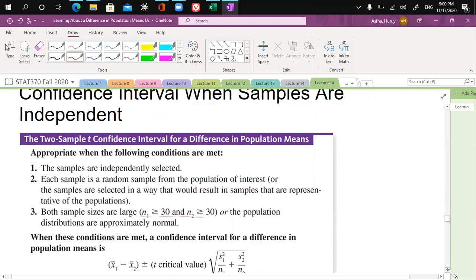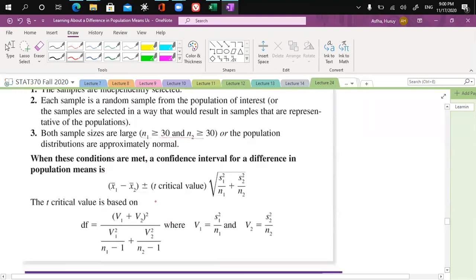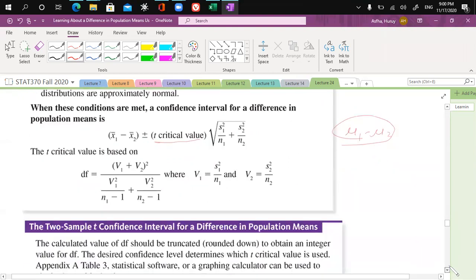And once we have this, the confidence interval for mu1 minus mu2, so this confidence interval is for this quantity, this is what we are trying to estimate. The confidence interval for this is x bar 1 minus x bar 2 plus or minus the t critical value times this standard error. And the degrees of freedom for this is given by this, and we use this to find the t critical value.